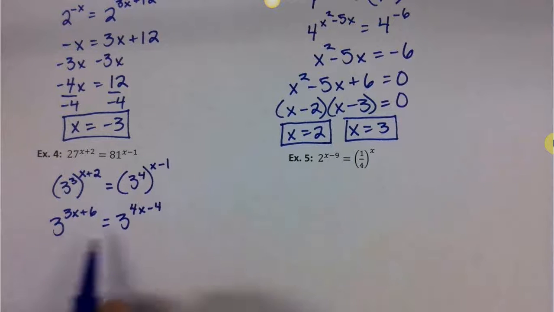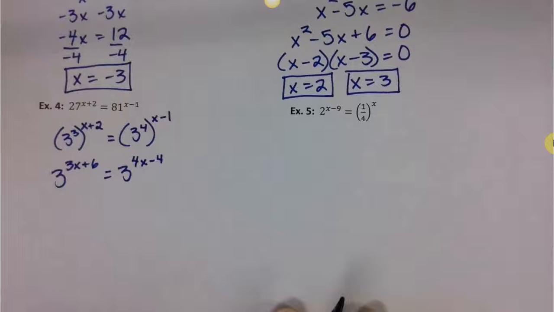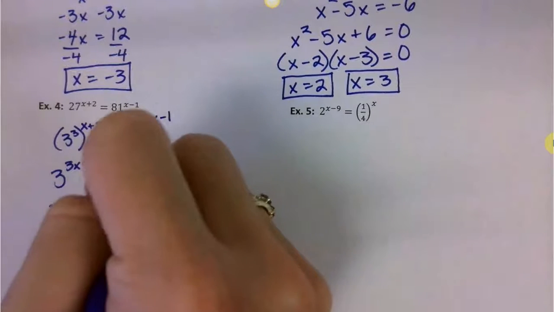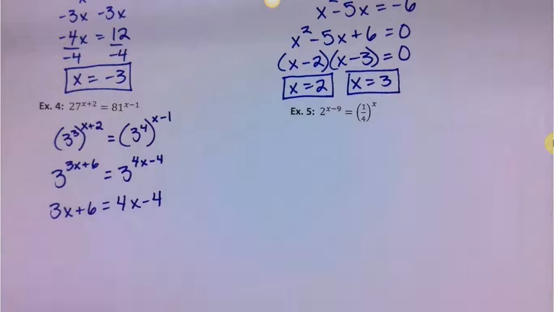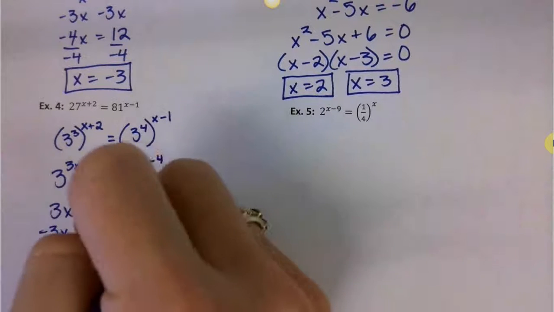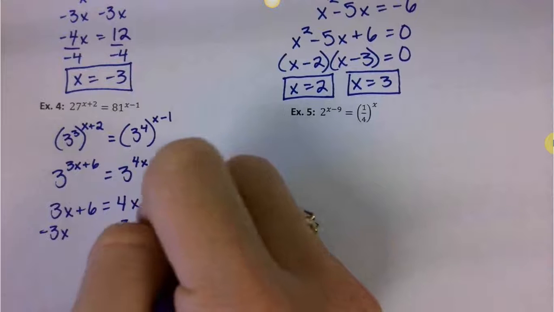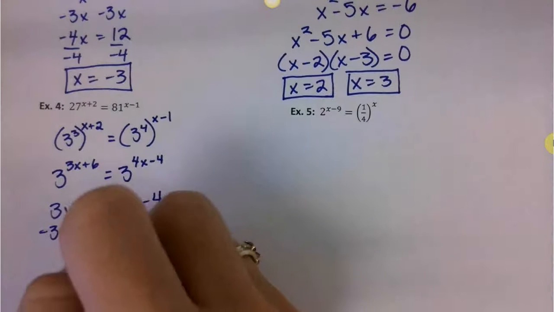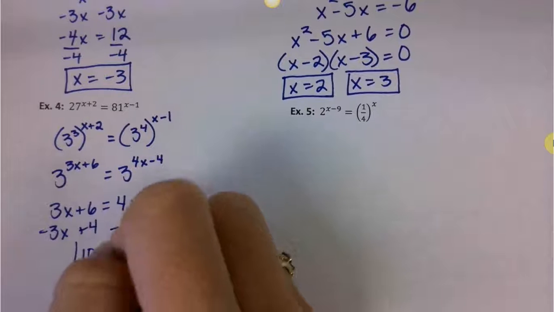And then since I have the same base of 3 on both sides, I can set the exponents equal to one another. 3x plus 6 equals 4x minus 4. Then I just need to get my x's on the same side and my numbers on the same side, and I end up with 10 is equal to x.